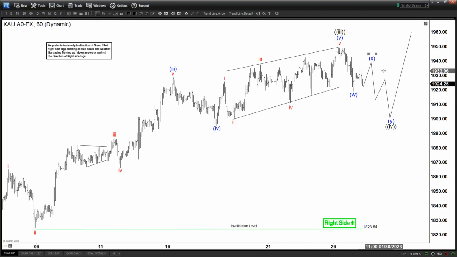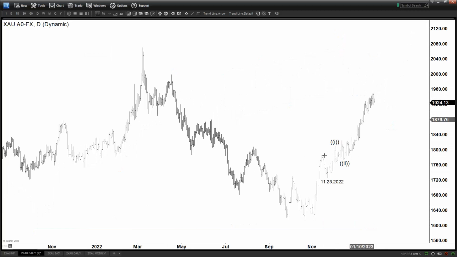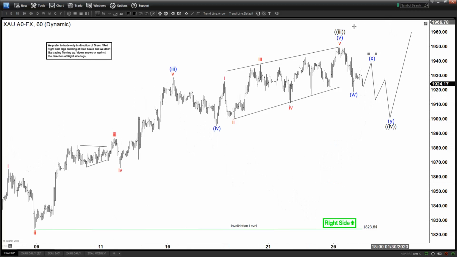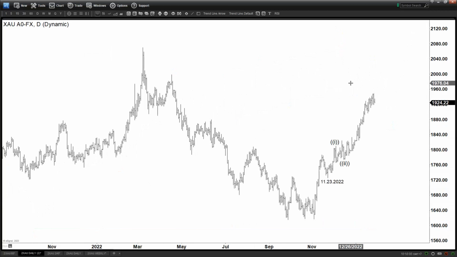Okay. Now I'm zooming out a little bit, looking at the daily time frame, and what I want to point out is this wave 3 and wave 4, and we're going to take a look at which cycle we are looking at here, in this black degree or in the minute degree. So flipping to the daily time frame, I have already added a couple of counts here.